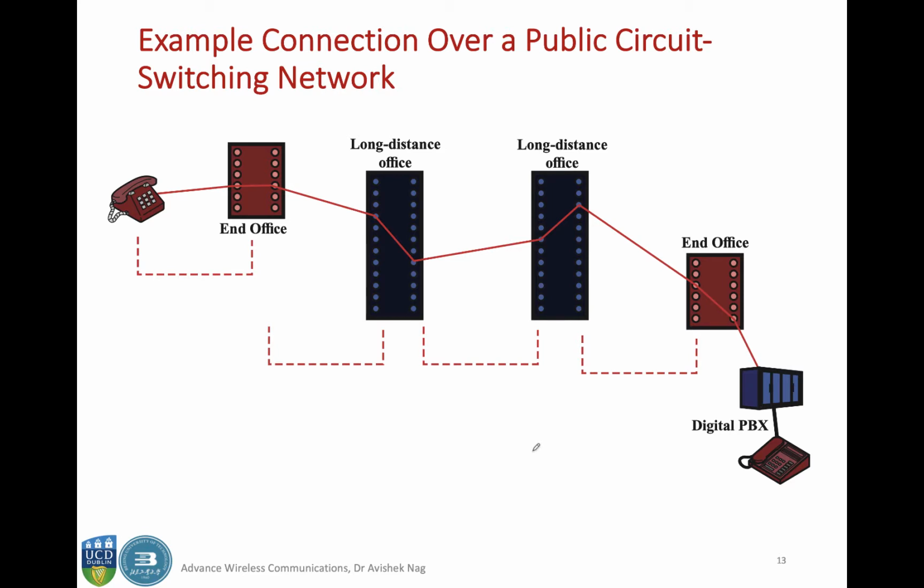And this is how an example connection over a public circuit switch network operates. You have your telephone here that is getting connected to the end office. The end office connects it to the long distance office. These are intercity offices. It connects you to the next long distance office in the next city. The long distance office then diverts your call to the end office where your final subscriber is attached.